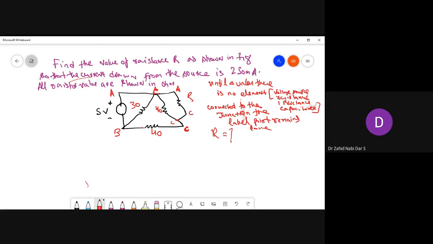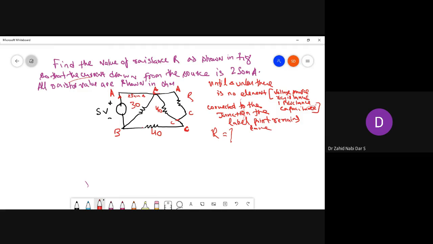And you know one thing for sure: find the value of resistance R as shown in the figure, so that the current drawn from the source is 250 milliamperes. So how do you write this circuit? We say that the 5 volt source is generating a current of 250 milliamperes. Okay, so this is the question.